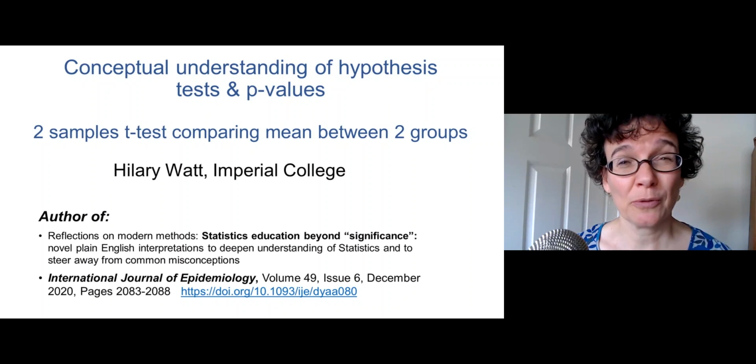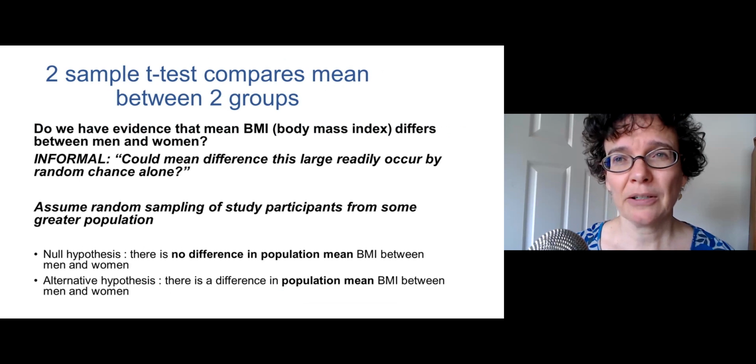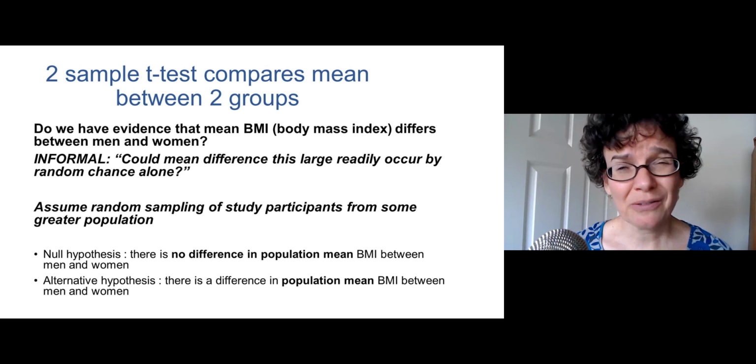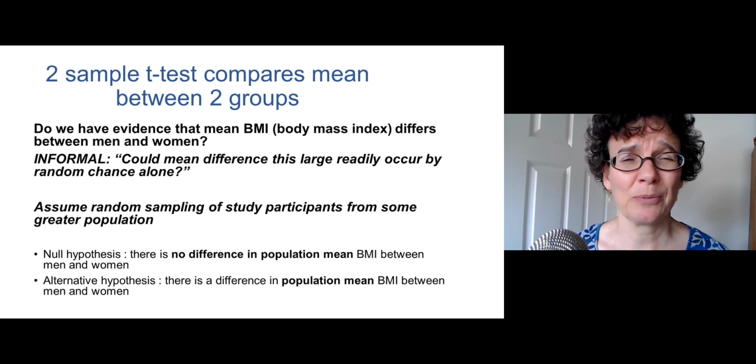Hypothesis tests, what are they? And p-values, how do we interpret them? This is looking at two sample t-tests comparing means between two different groups, and applying it to the example of comparing mean BMI between men and women. Informally, could mean differences this large readily occur by random chance alone?